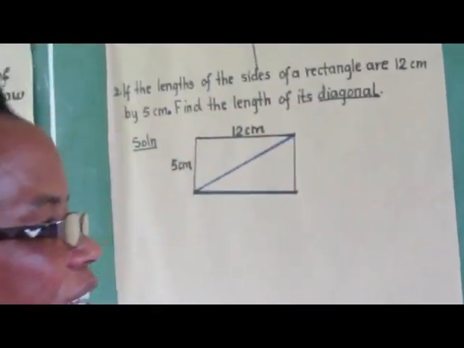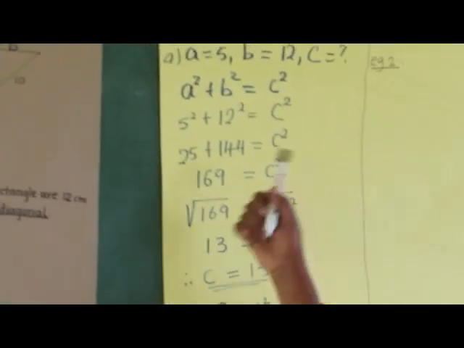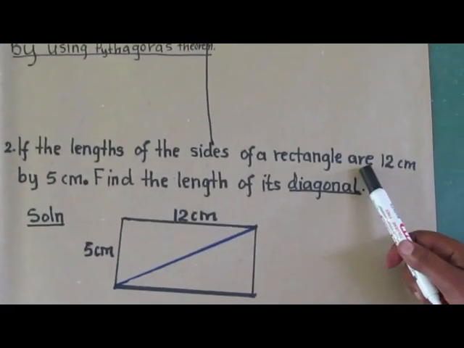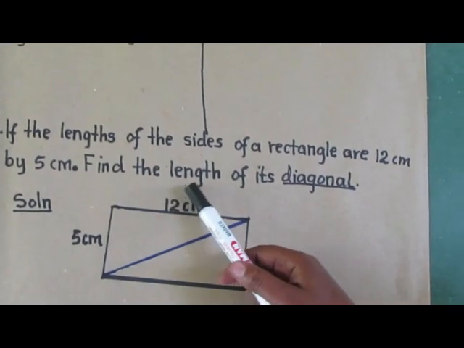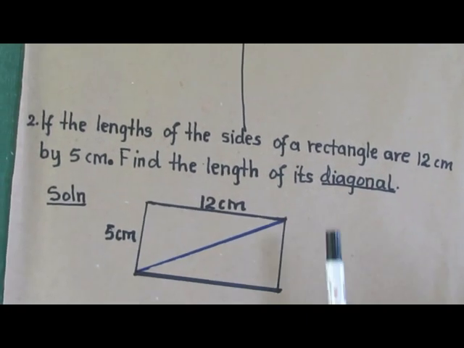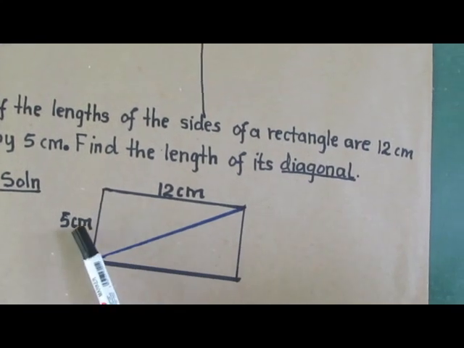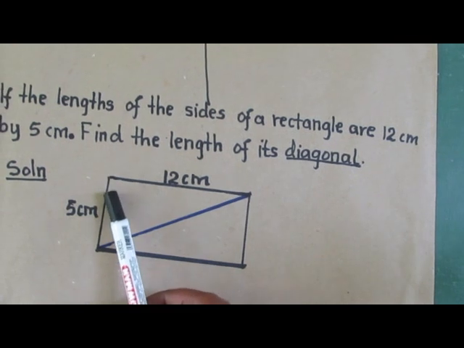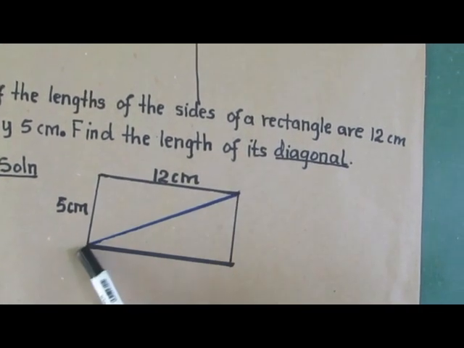Let us move to example number 2. I'm going to read it for you. If the lengths of the sides of a rectangle are 12 centimeters by 5 centimeters, find the length of its diagonal. Here is the rectangle with its size given. The length is 12 centimeters and the width is 5 centimeters. The diagonal is drawn here.